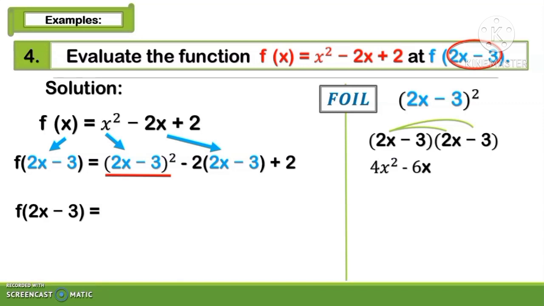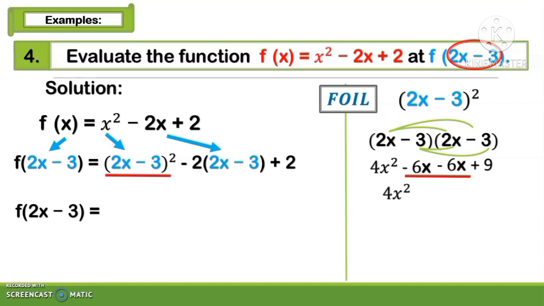And then I for the inner. Negative 3 times 2x will give us also negative 6x. And then for the last terms, L. Negative 3 times negative 3 will give us positive 9. And then, combine similar terms. Kung mapapansin nyo, yung dalawang negative 6x lang ang similar terms. So sila lang i-combine natin.